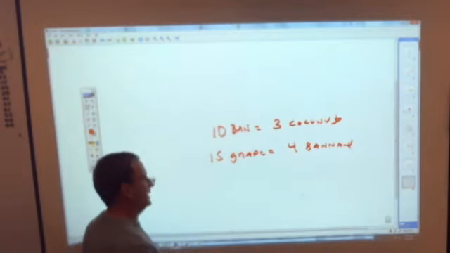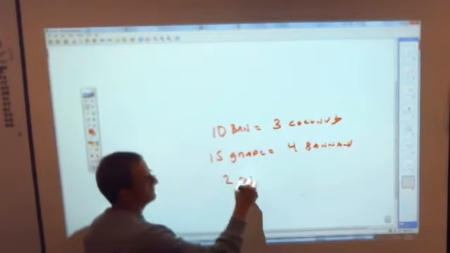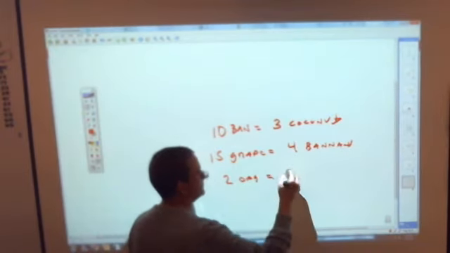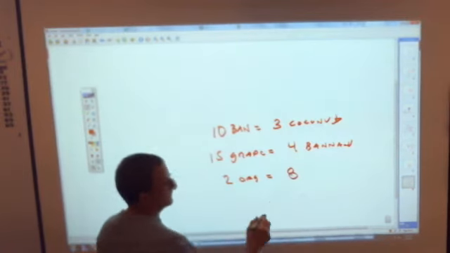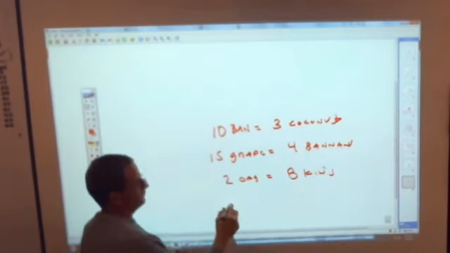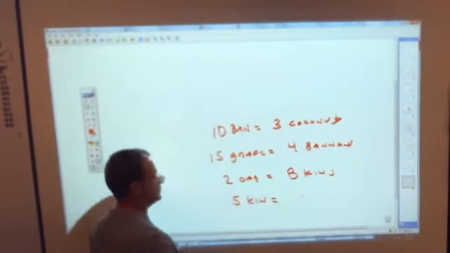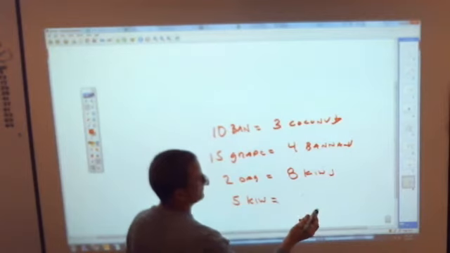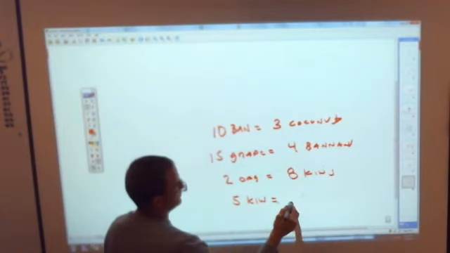Maybe I should use 4. And what else can we use? 2 oranges equals 8 kiwis. And 5 kiwis equal, let's go with 2 coconuts.